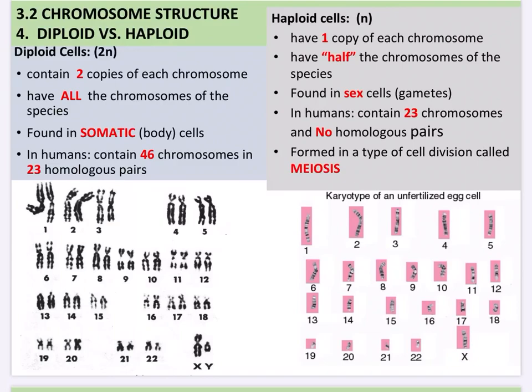Sperm cells and egg cells have 23 chromosomes. Why? Because during fertilization, the sperm cell fertilizes the egg cell, combining the 23 chromosomes from the sperm and 23 from the egg, giving us a fertilized egg that is a diploid cell, now having the full complement of 46 chromosomes. There are no homologous pairs in haploid cells, and these cells are formed by a special type of cell division called meiosis.